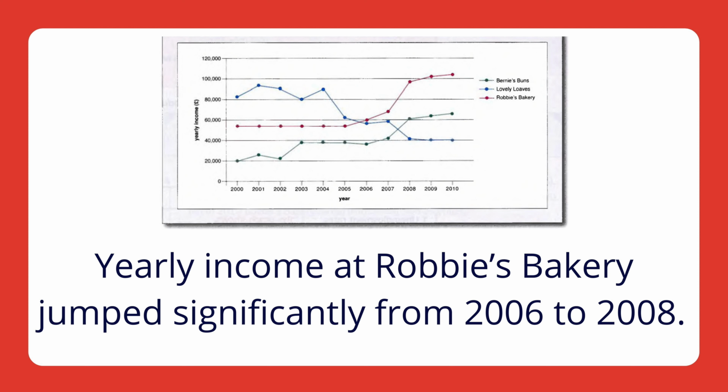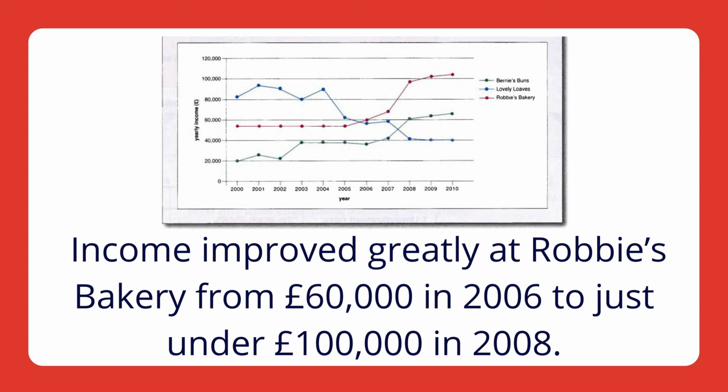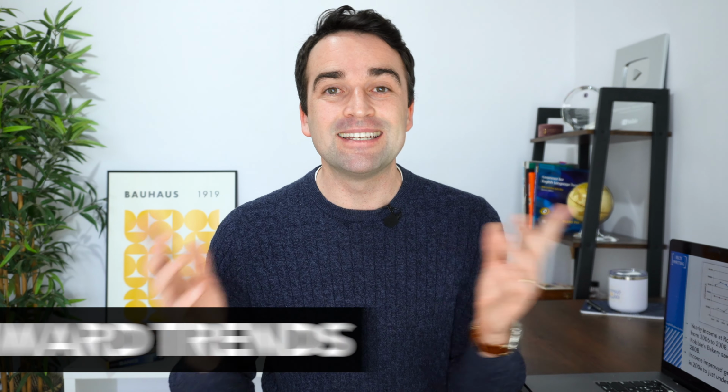Yearly income at Robbie's Bakery jumped significantly from 2006 to 2008. Robbie's Bakery saw an increase in income from 2006 to 2008. Yearly income improved greatly at Robbie's Bakery from £60,000 in 2006 to just under £100,000 in 2008. As you can see, those phrases are quite easy to use when describing an upward trend, and I recommend, like I mentioned, you use a variety of them in your test. Also, use a variety of verbs and nouns to describe the trend. Examiners would love that. Okay, now let's move on and look at downward trends.